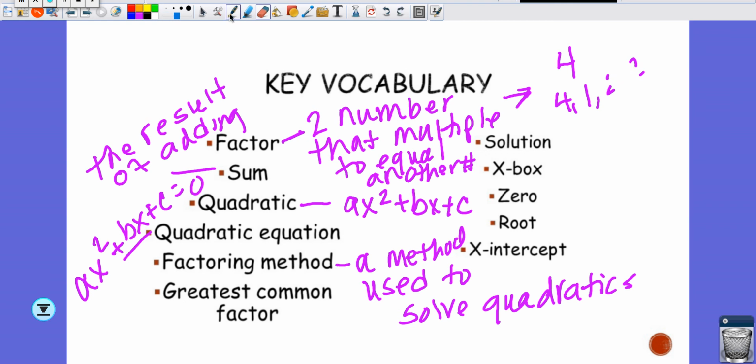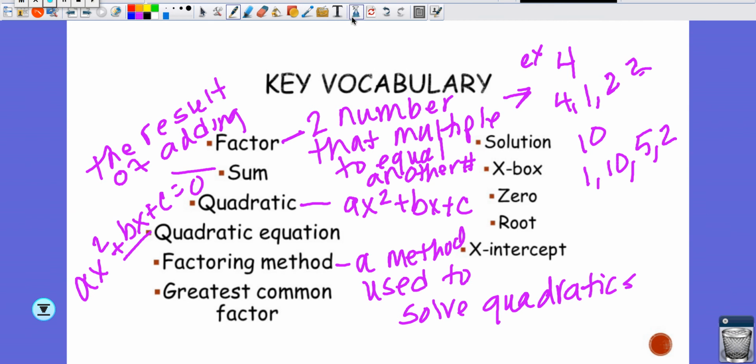Next, what are the factors of 20? Let's do the factors of 10. The factors of 10 would be 1 and 10, and 5 and 2. These are numbers that I can multiply. 1 times 10 gives me 10, 5 times 2 gives me 10, 2 times 5 gives me 10, and so on in that manner. So it's two numbers that multiply to give you a number, and we're going to need those when we factor these quadratics.